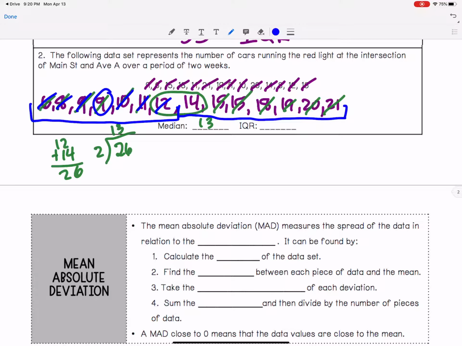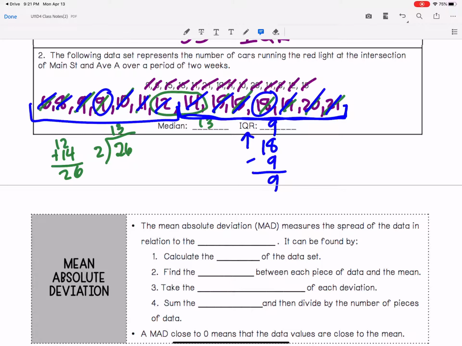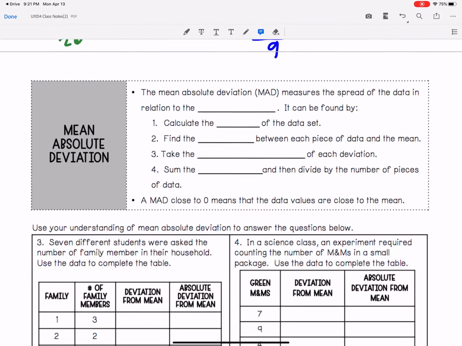Let's see what we get on the second half of the data. The second half spans from 14 to 21. Left and right, left and right, left and right. It looks like I'm left with 18. Or you could just count in and figure out what the middle number is, right? So to find this interquartile range, I have to take my larger number and subtract the smaller number, or take my third quartile and subtract my first quartile. It looks like I just got 9. So 9 is my interquartile range. That looks pretty good. Okay, next one.